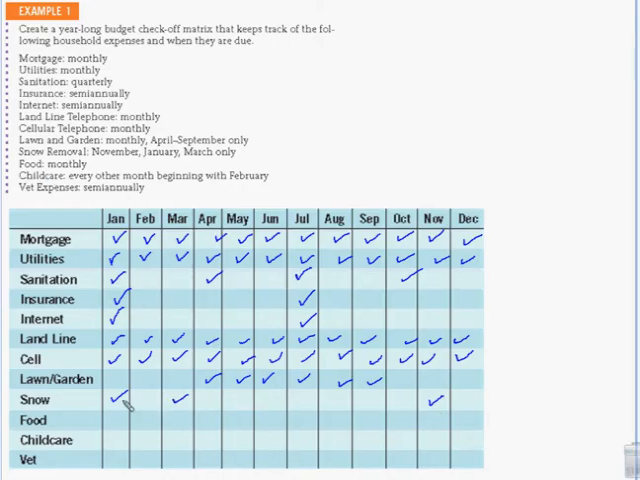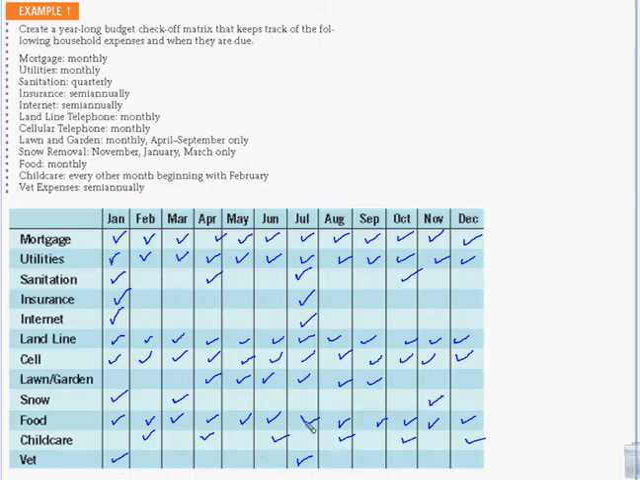Food is every month because, well, if you don't eat, you starve to death. Childcare is every other month beginning with February. So we start in February and then it's just every other month. And then the vet is semi-annually, so June and July, or January and July.